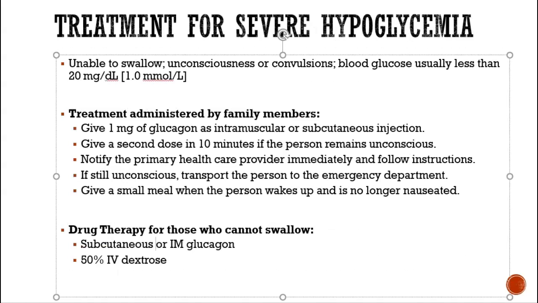In cases of severe hypoglycemia, or when the patient's unable to swallow, is unconscious, or is having convulsions, and that blood glucose is less than 20, the treatment will depend on where the patient is. So if the patient's at home, we want to teach the family to give a milligram of glucagon as an IM or sub-Q injection. So they should have a glucagon pen and should know how to use it. Now remember, it's fine that you teach the patient how to do it, but if they need this treatment, they probably are not going to be able to give it to themselves. So their support people need to know how to provide that care.